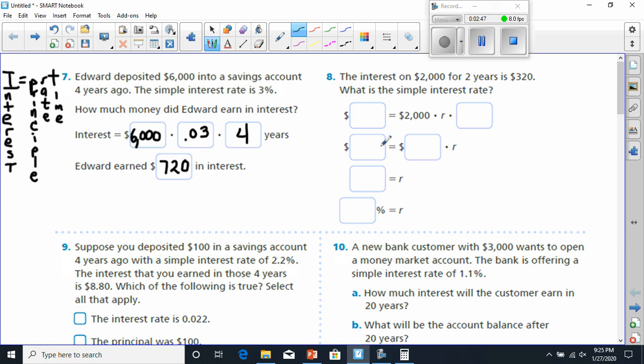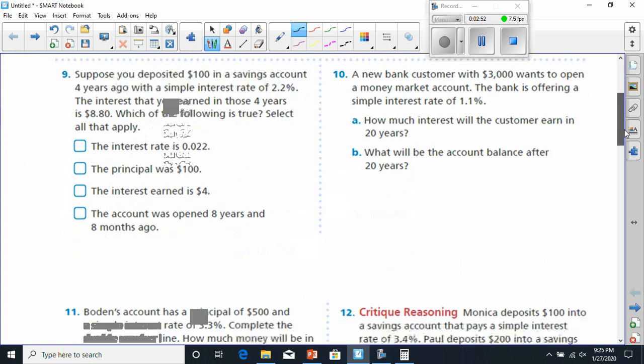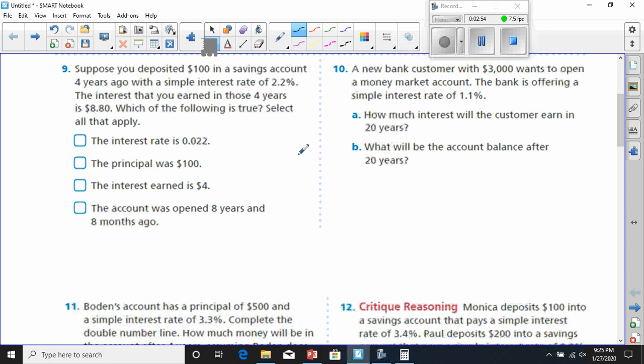All right, well, you guys got number 8. And I'm going to go to number 9 now. Suppose you deposited $100 in a savings account 4 years ago with a simple interest rate of 2.2%. The interest that you earned in those 4 years is $8.80. Which of the following is true? Select all that apply. Well, the interest rate is 0.022.